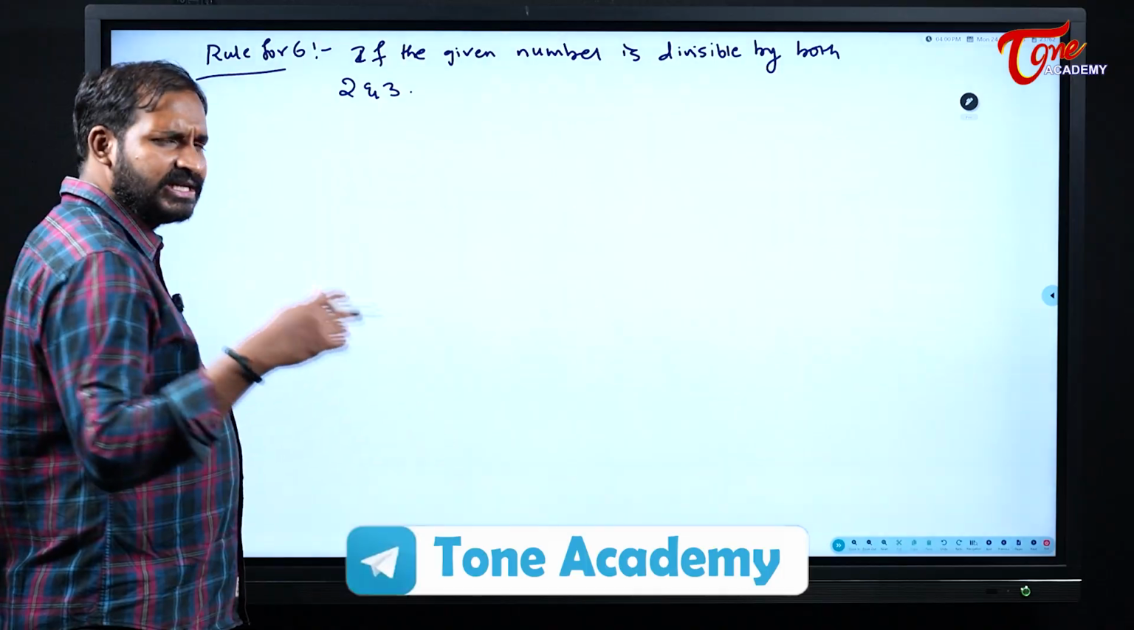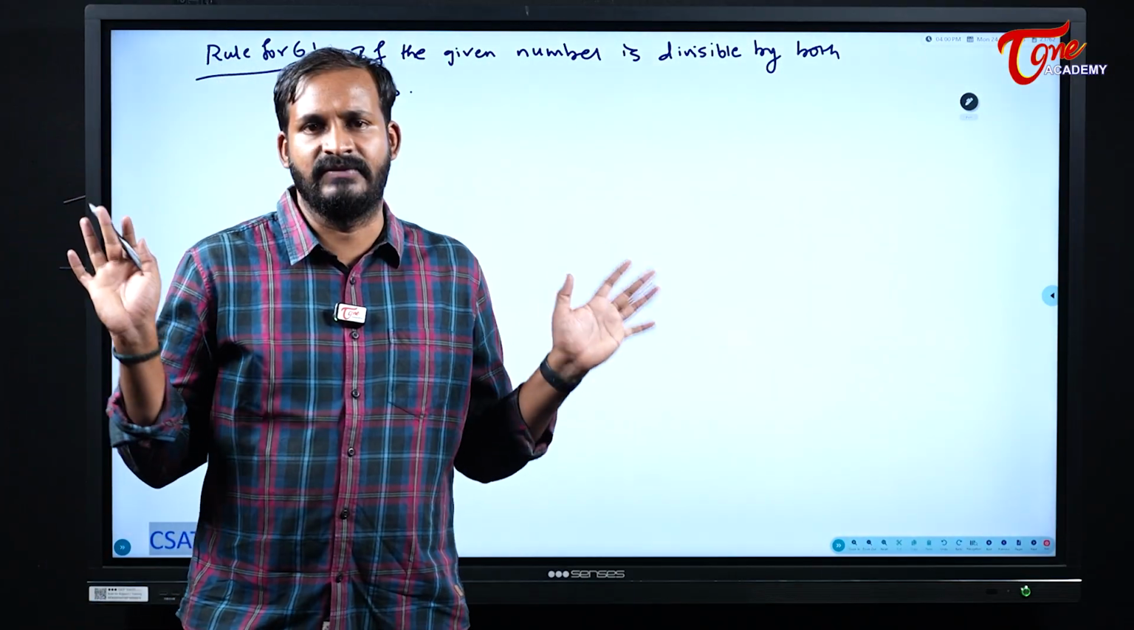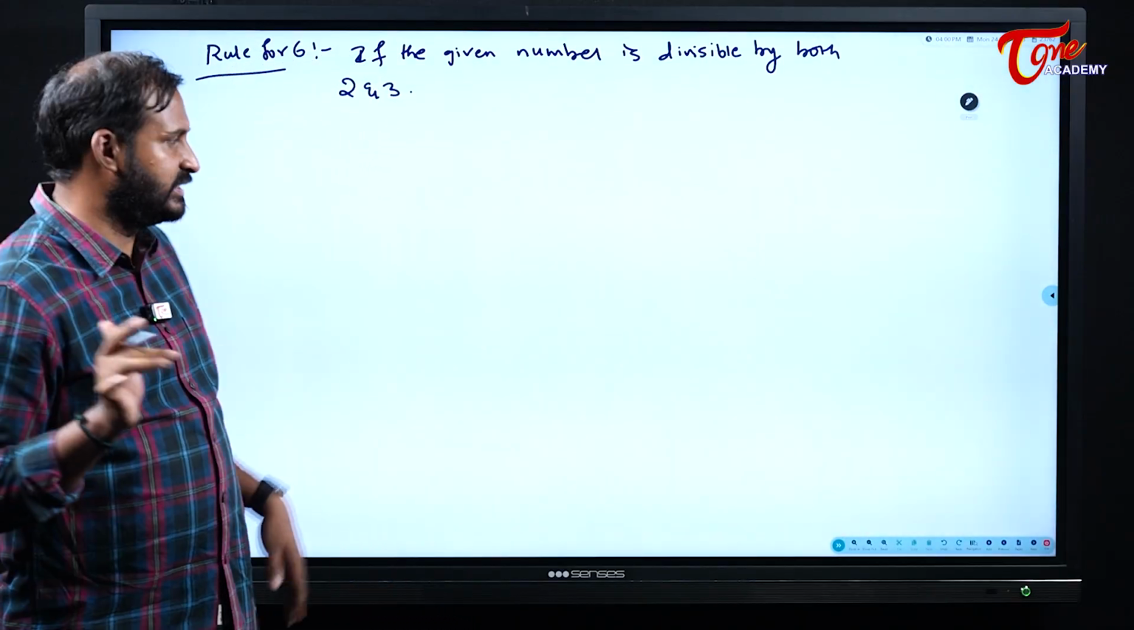Okay, rule for 7, that is not that much important. Instead of learning the rule, simply try to divide the given number by 7. That's it. That is my suggestion.